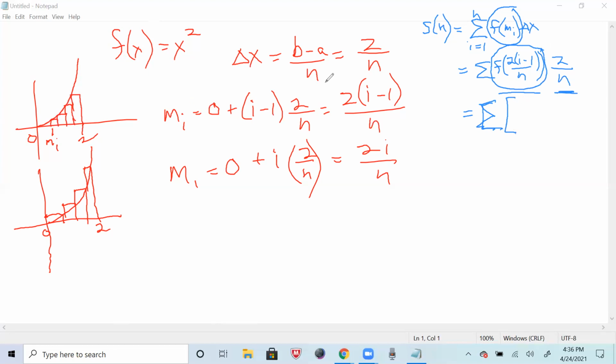The definition of this, in other words, I'm taking f of m sub i, little m sub i, and we've defined m sub i, this blue circle here. That's what m sub i is. So f of that is 2 times i minus 1, squared, because that's what the function is, square. Times the width of each rectangle, which is delta x, which is 2 over n. Okay. Now the rest is just algebra.